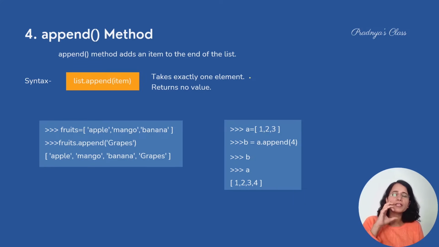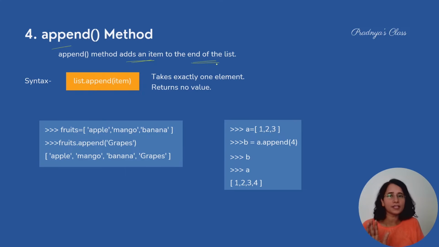If you have one list created with you and you want to add some elements to the list, then we can use the append method. Append method adds an item but at the end of the list. So here is the syntax, list.append, and we have to mention the item which we have to add in the list. It takes only one element because it will add only one element in the list at one time, and it returns no value because it will change the original list. It will not create new list.